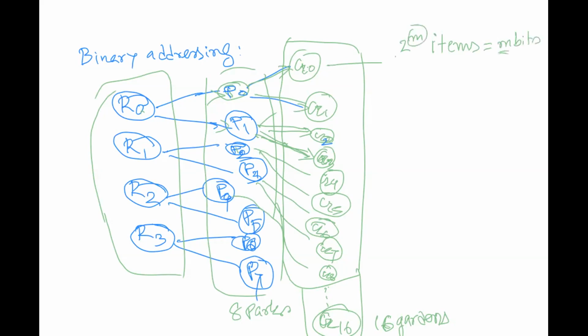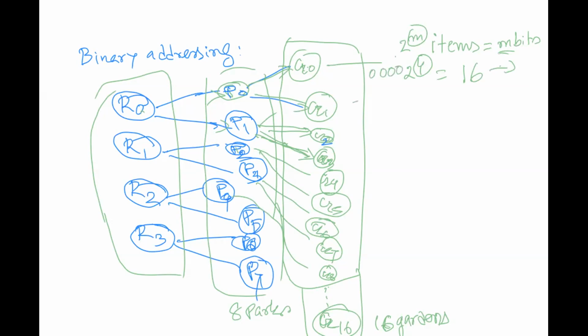We need m bits. So here we have a total of 16 gardens, or 16 items. So how many bits do we need? 2 to the power 4 equals 16. So we need a total of 4 bits to represent each garden uniquely. Uniquely means that this is 0, this is 0, 0, 0, 0.